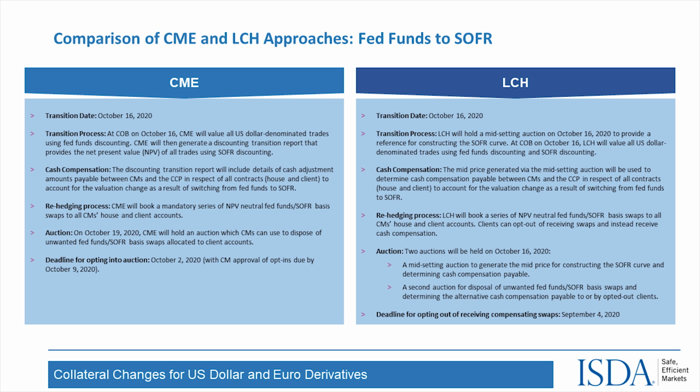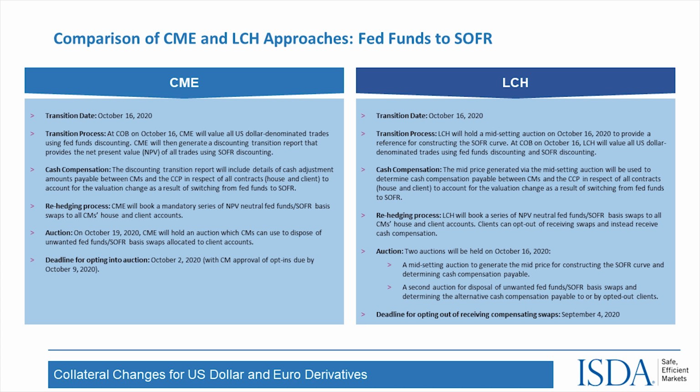LCH, on the other hand, will again, in the same way, book a series of NPV neutral Fed funds against SOFR basis swaps to all members' accounts. But importantly, in respect of their client accounts, members do have the option to opt out of receiving those swaps, and they will instead receive cash compensation rather than the swap.